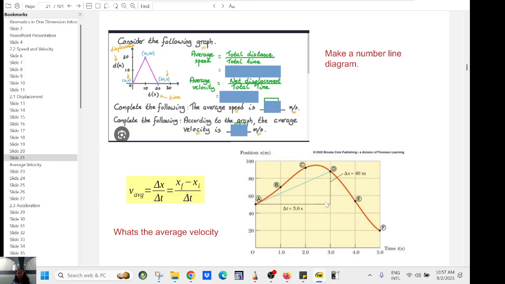so the displacement is 40. So 40 divided by 3 will be your average velocity in physics. Otherwise, you will have to find the total distance to find the average speed. Is that clear? Displacement is the final position minus the initial position.